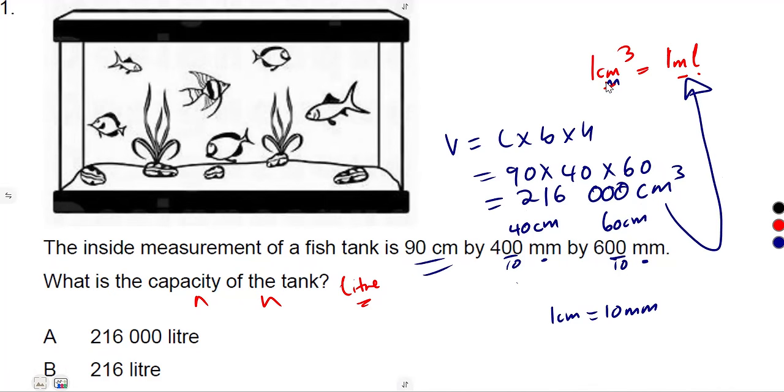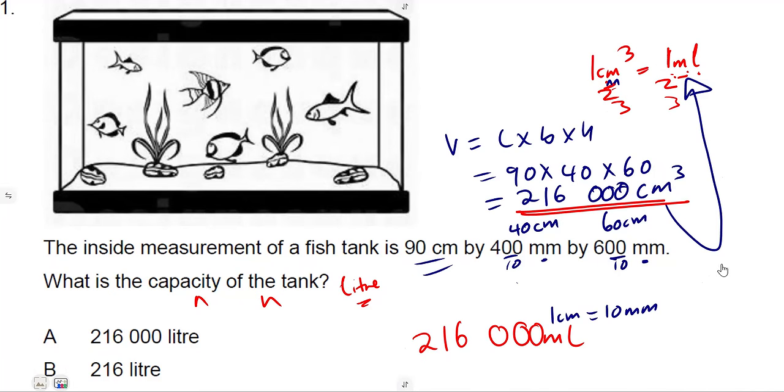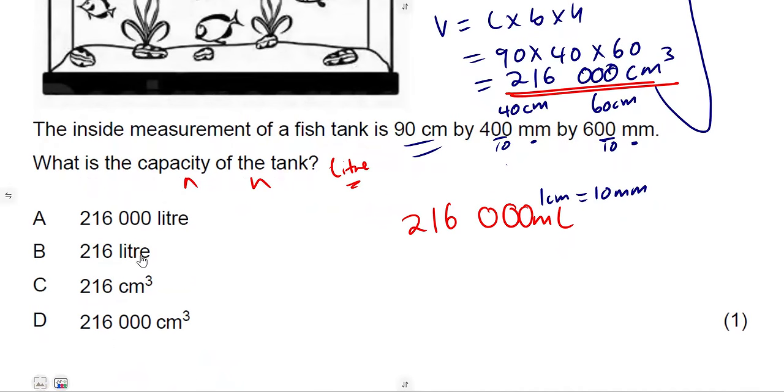So this volume, we can convert it to the capacity. 1 cubic centimeter, 1 milliliter. It's 1:1, guys. So if this is 2, this is also 2. If this is 3, this is also 3. So what if it is 216,000? It is also equivalent to 216,000 what? Milliliters, which we do not have here. The answers for capacity are in what? In liters.